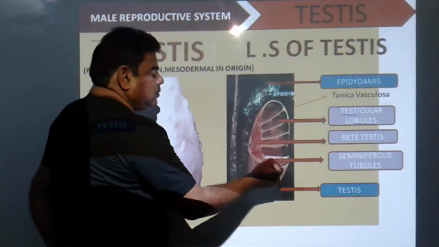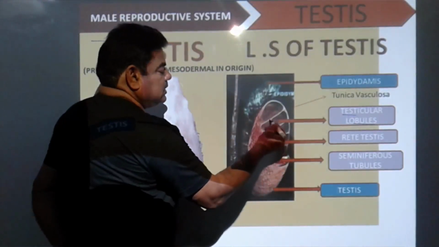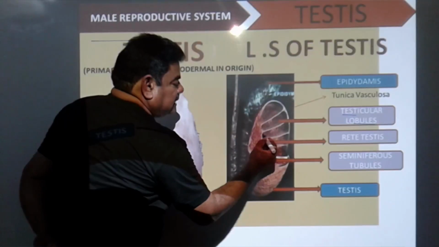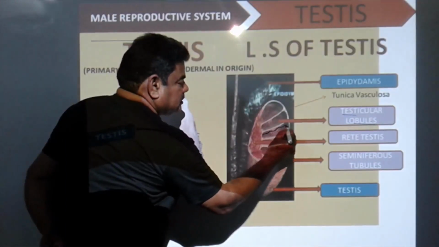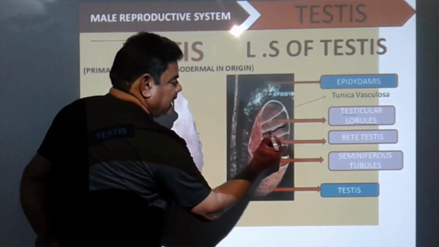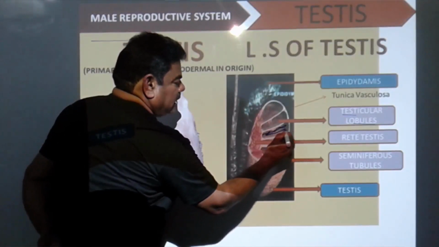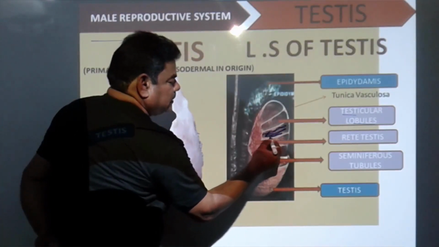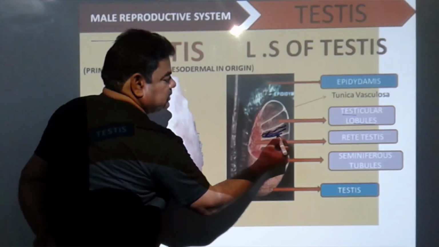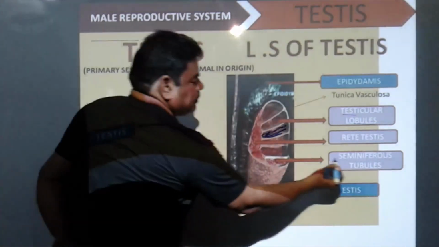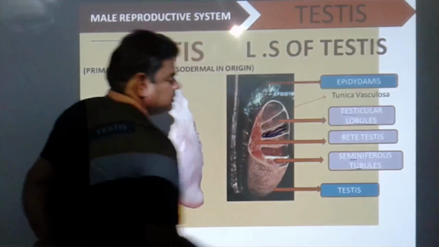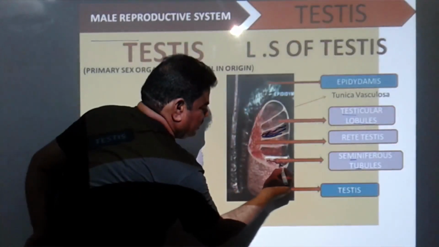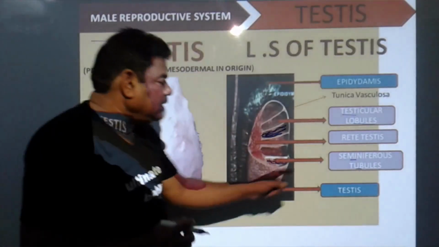In these testicular lobules, tube-like structures are present, small hair-like structures which are branched in nature. Two to three branches are formed here. We call this structure the seminiferous tubules.